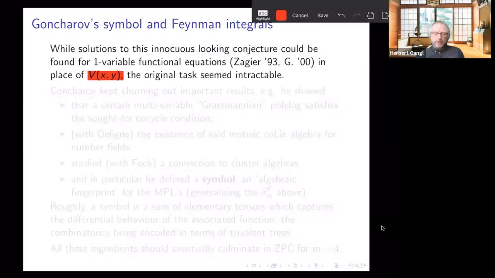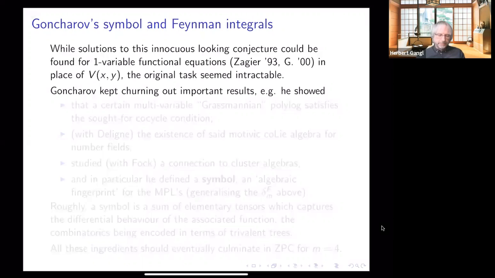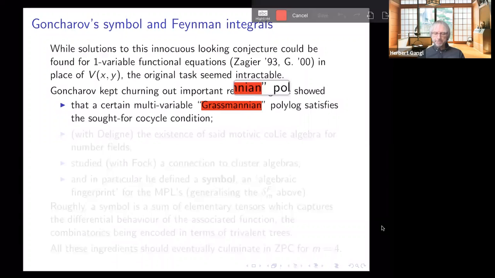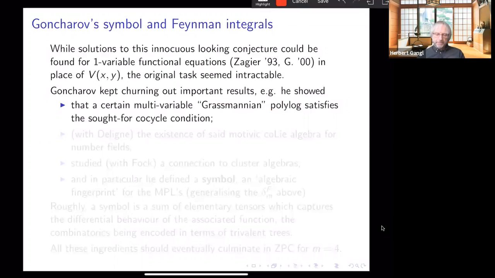Now, in the meantime, Gangl kept getting more and more important results. He showed, for instance, that the cocycle condition that I said essentially implies Zagier's conjecture, he could reduce to a multivariable version of the polylogs, which he called the Grassmannian polylog. And he showed that this actually does it. So it now remained to produce a Grassmannian polylog to that one variable function Li4.